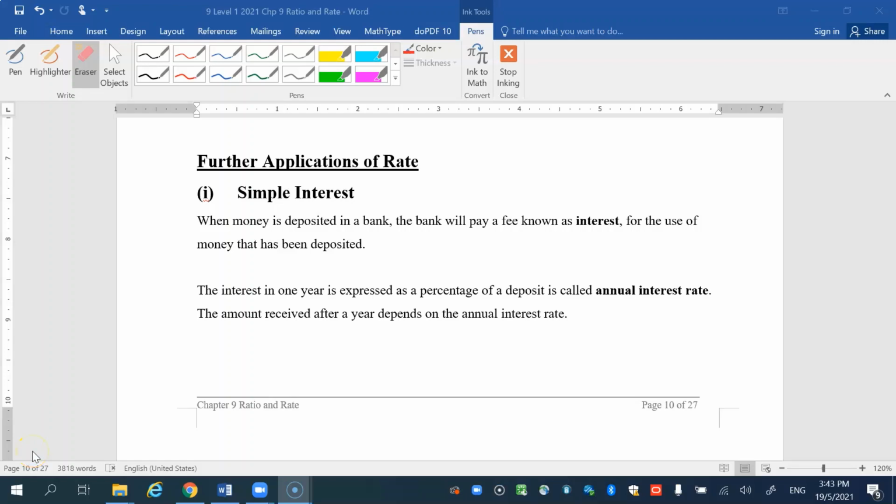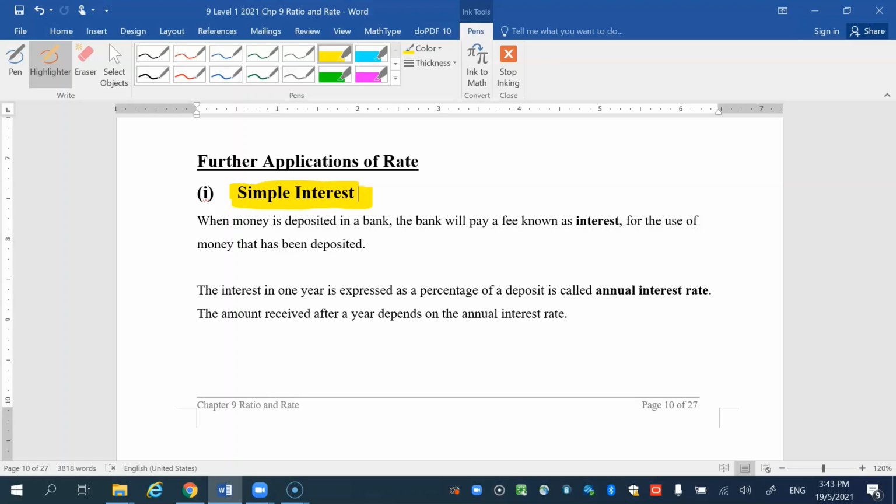Hello everybody. In today's lesson, we're going to be continuing with our chapter 9 notes from page 10 onwards, and we're going to be looking at simple interest. Okay, so get your chapter 9 notes ready and turn to page 10. Now, what is simple interest?